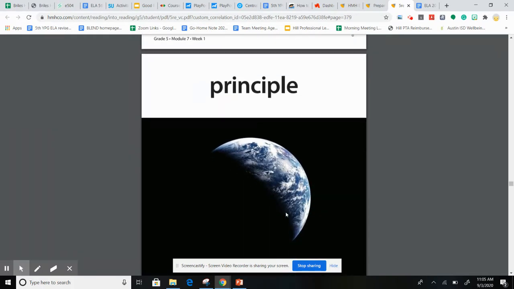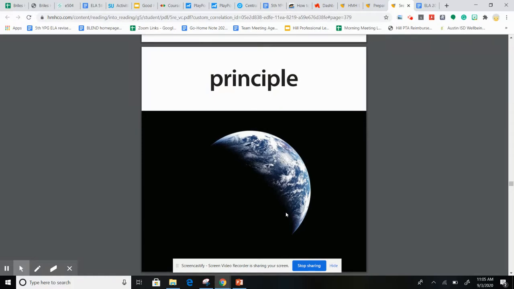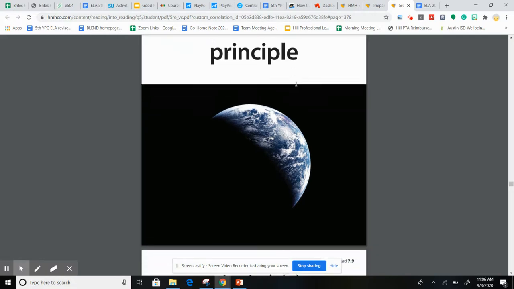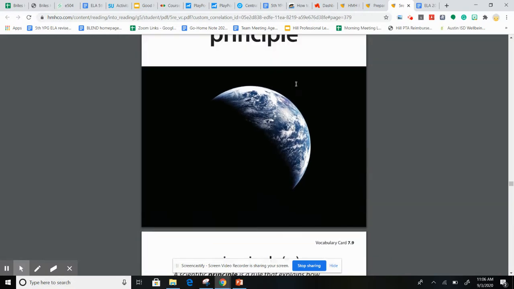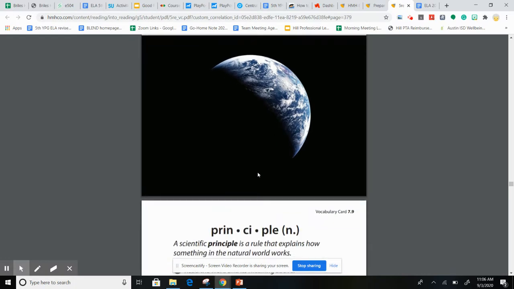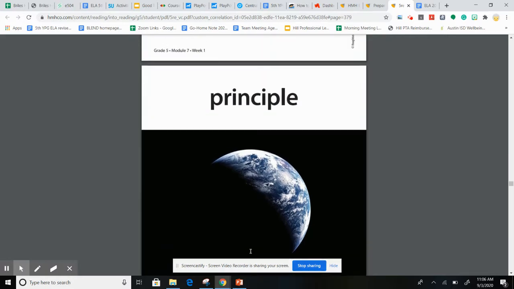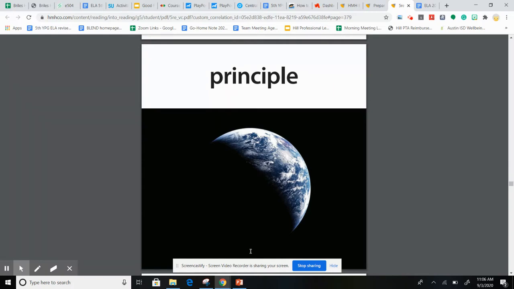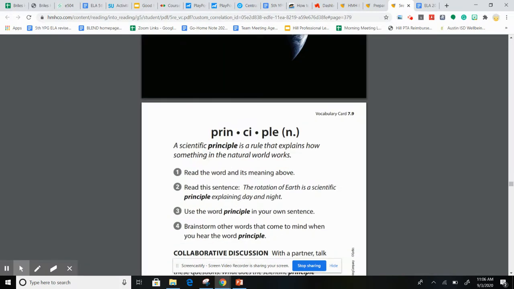And then principal. Principal has a lot of different meanings. This isn't principal, P-A-L at the end, because that's what Mr. Drummond is for Hill. This is principle, L-E. So the principal reason could be the first reason or the most basic reason. Or the principle is also a rule that explains how something in the natural world works. So it's kind of like a natural law in a way. The rotation of Earth is a scientific principle explaining why day and night happen.